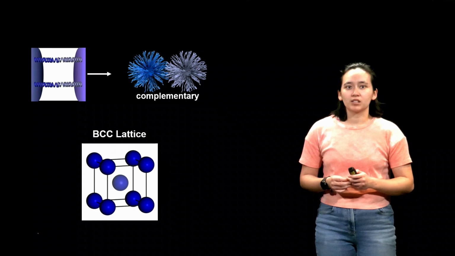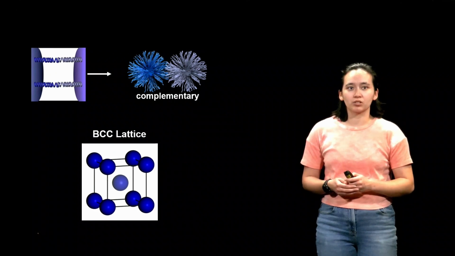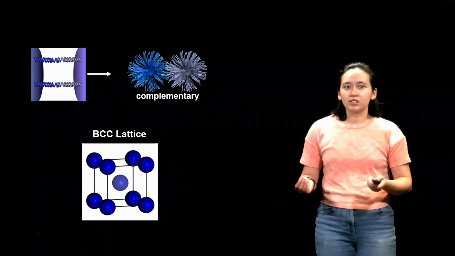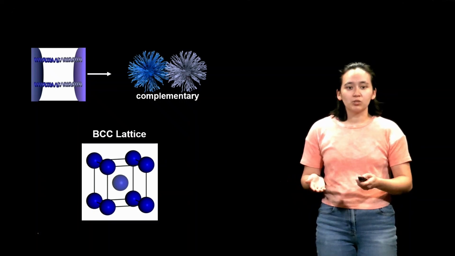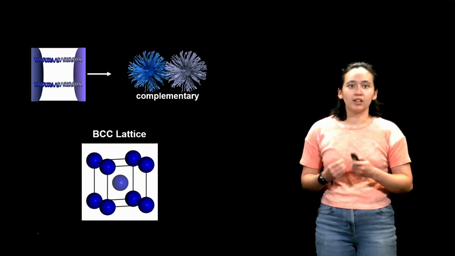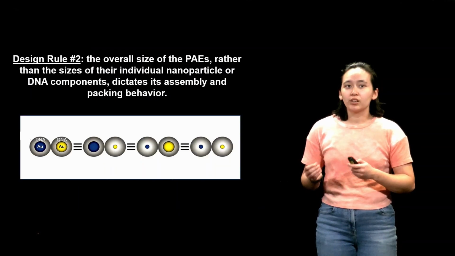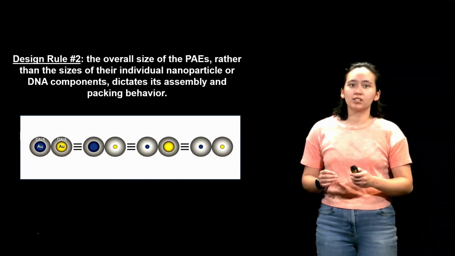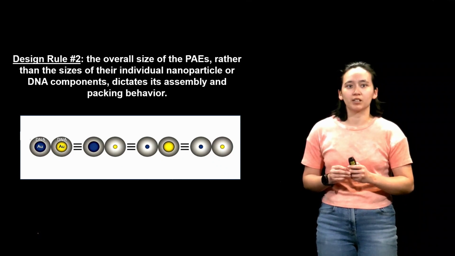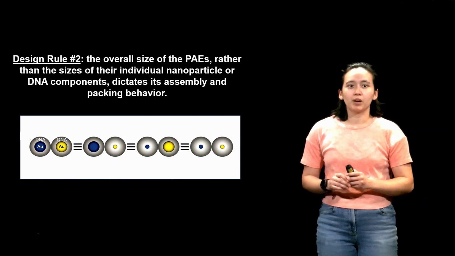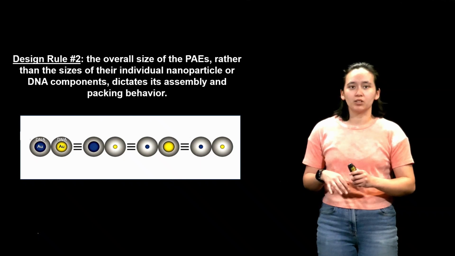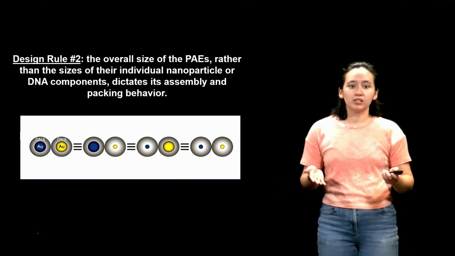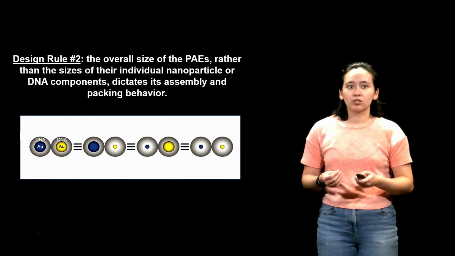But not all systems are that simple. What happens when all the nanoparticles are not the same size? What if all the DNA strands are not the same length? Are there other design rules at play? We can use this AB system to illustrate another key design rule. The overall size of the PAEs, rather than the sizes of their individual nanoparticle or DNA components, dictates its assembly and packing behavior. In other words, if the overall size of the PAE, meaning total size of nanoparticle core plus the DNA shell, are the same, then these particles will always assemble in the same way.